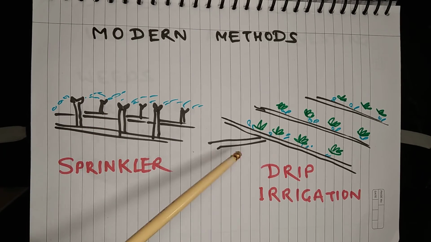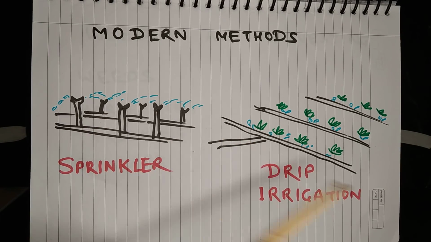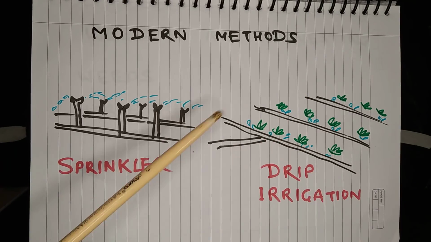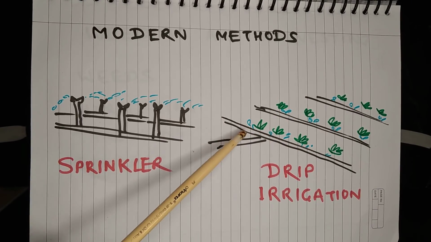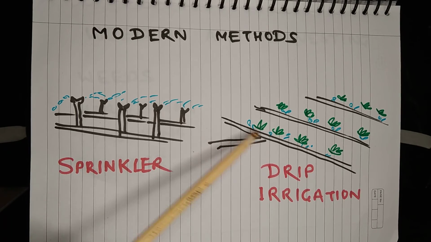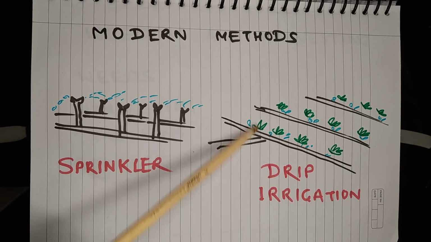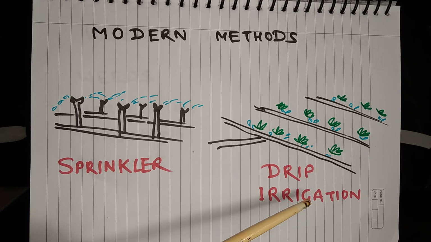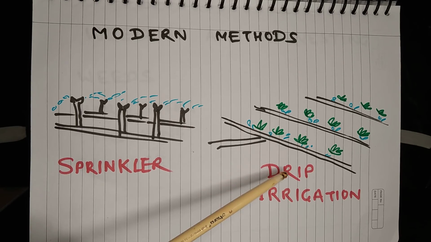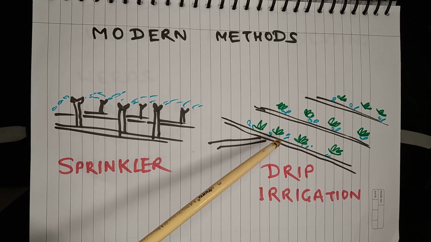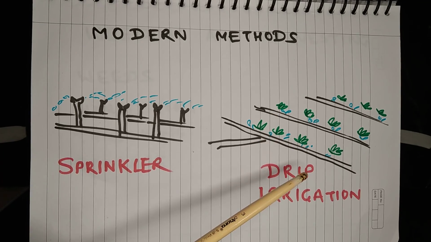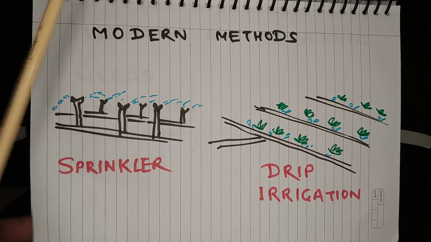Next method is drip irrigation. This also contains rows of pipes, and small holes are made in the pipes so that water can drip slowly through these holes. This method is ideal for those places which face scarcity of water, and this method is also ideal for plantation. So these are the two new methods.